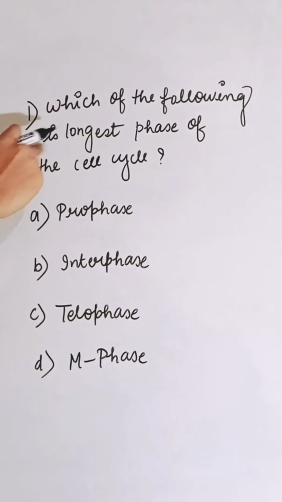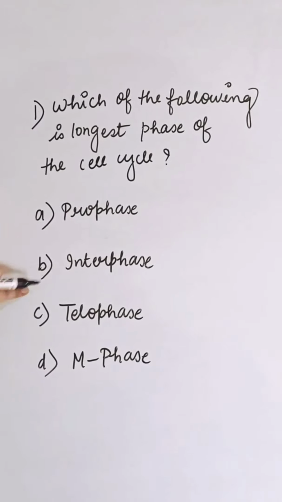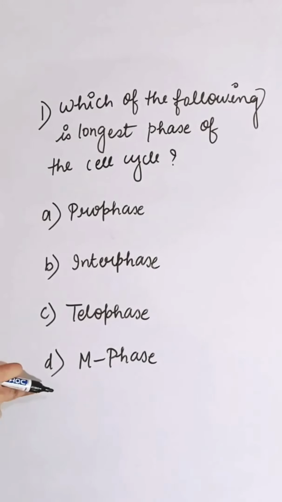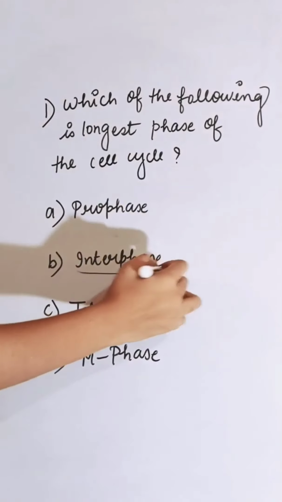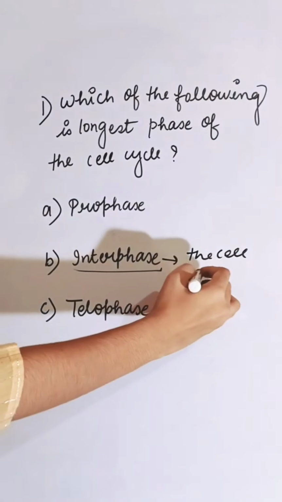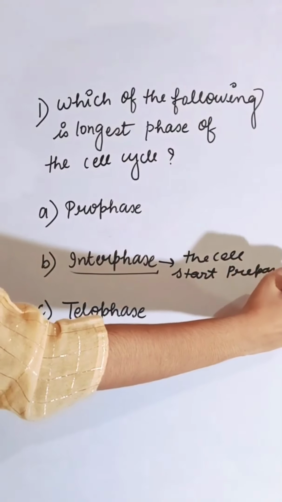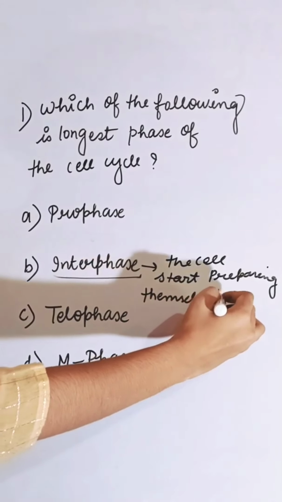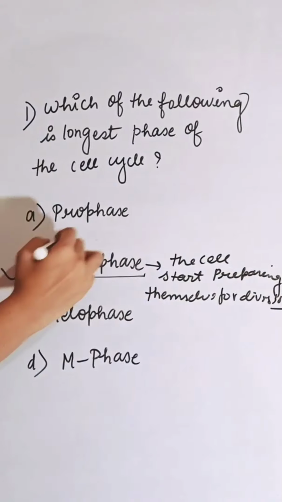Which of the following is the longest phase of the cell cycle? First option prophase, second is interphase, third is telophase, fourth is M-phase. Interphase is the longest phase of the cell cycle. In this phase, the cells start preparing themselves for division. So the correct answer is B.